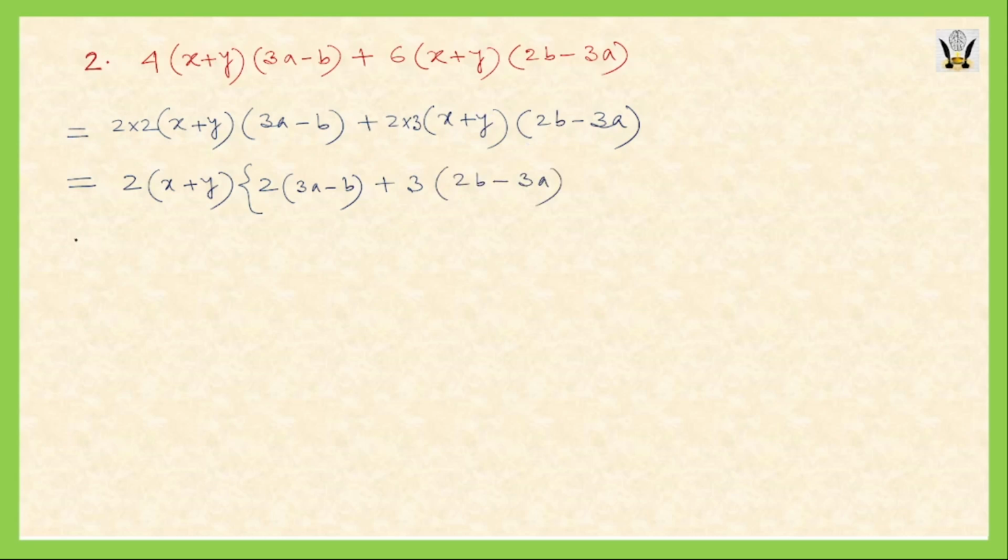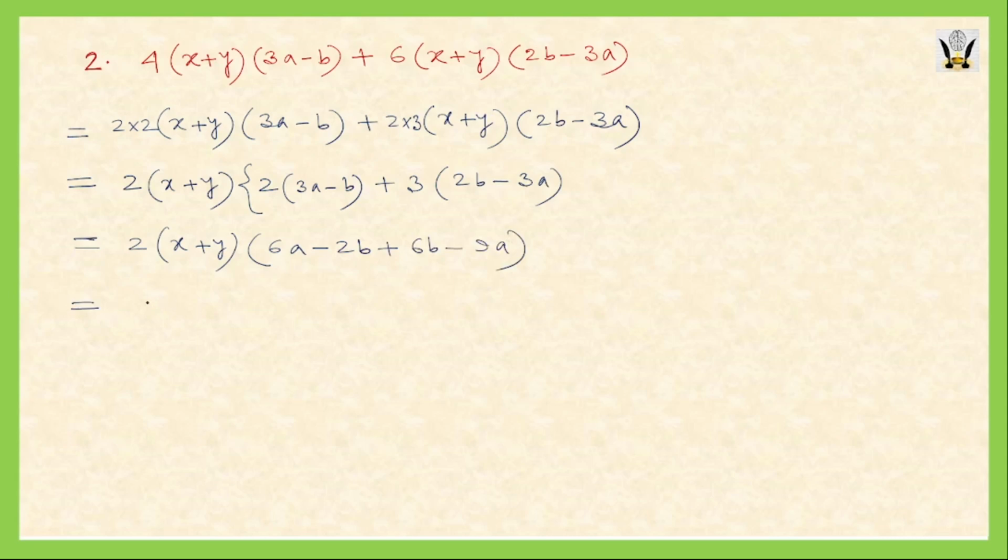This is very simple. So now we have to simplify further to get a more simplified value. So it will be 6a, then minus 2b, from here it will be 6b, and from here it will be minus 9a.